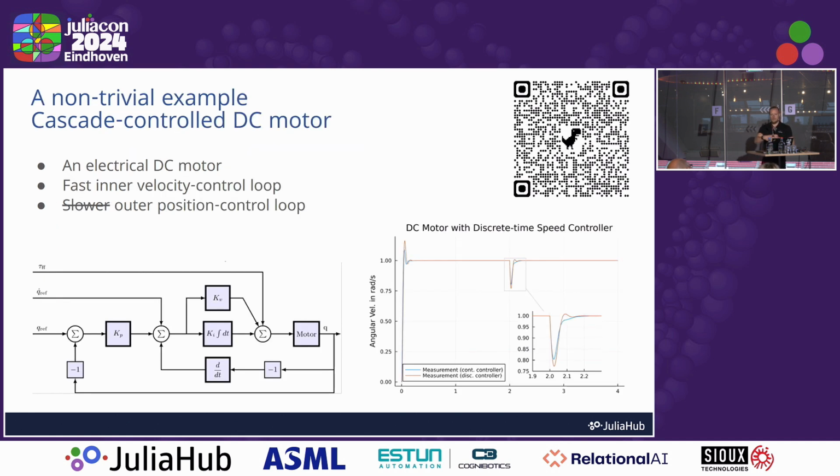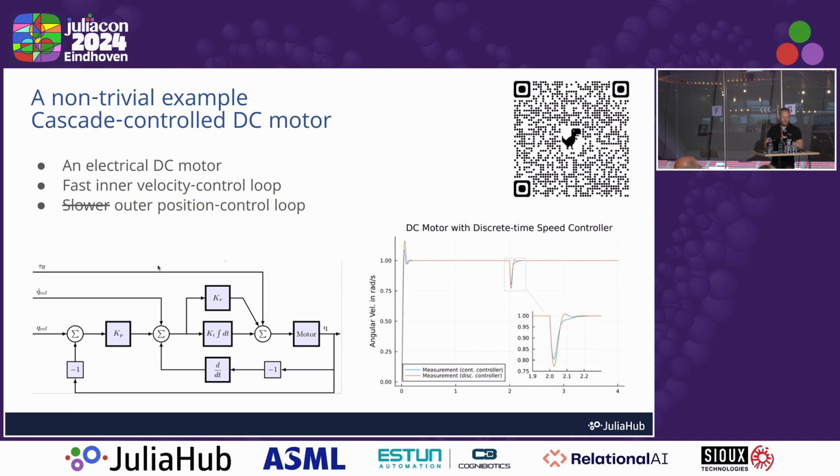So can we do non-trivial things? Yes, we can. On the QR code there is an extension to a tutorial from the Modeling Toolkit standard library. It's a DC motor that has a velocity controller. And here I've extended it to also include a position controller. So you can do things like that.